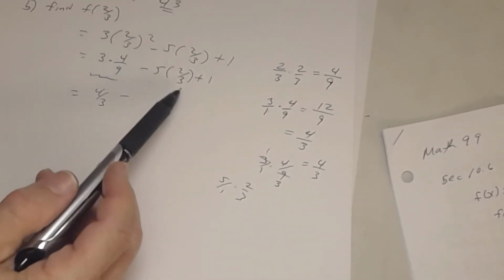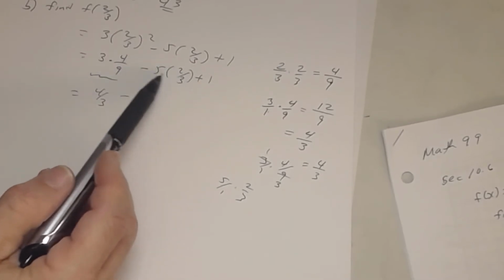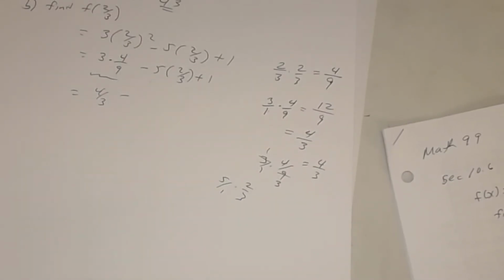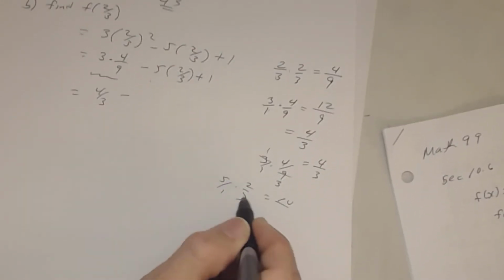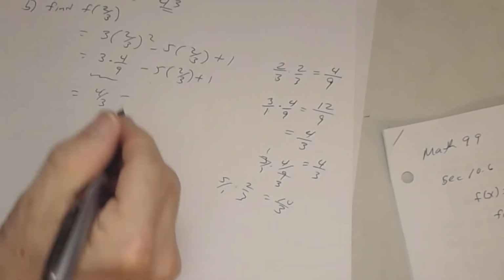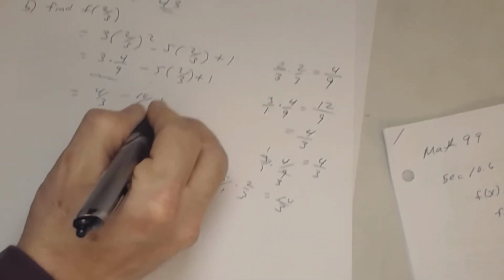Because if it's not over 1, it does confuse people. They tend to multiply both the denominator and numerator by it, and you don't. So it's 5 over 1 times 2/3. You multiply numerators together. 5 times 2 is 10, and then 1 times 3 is 3. So it's 10/3. So minus 10/3 and then plus 1.